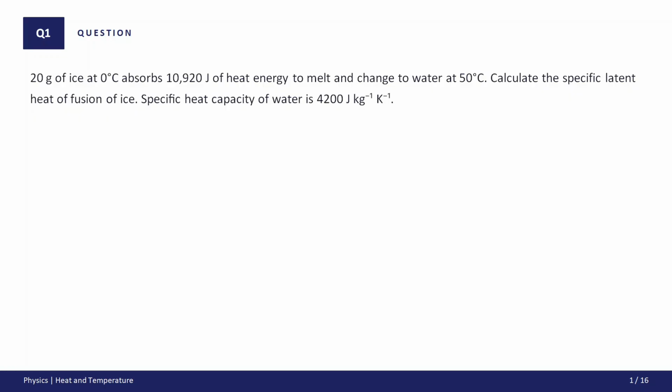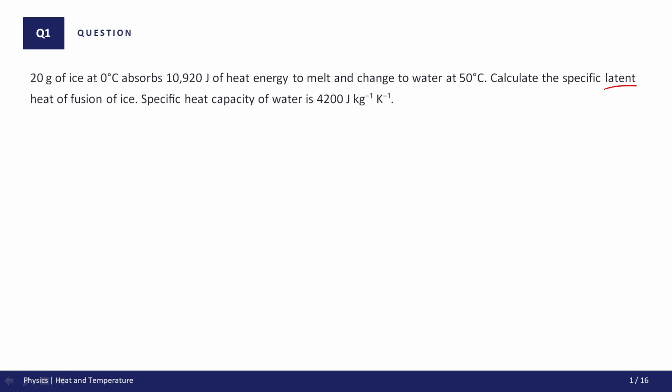20 gram of ice at 0 degrees Celsius absorbs 10,920 joule of heat energy to melt and change to water at 50 degrees Celsius. Calculate the specific latent heat of fusion of ice. Specific heat capacity of water is 4,200 joule per kg Kelvin. So what we need to find out here is the specific latent heat.